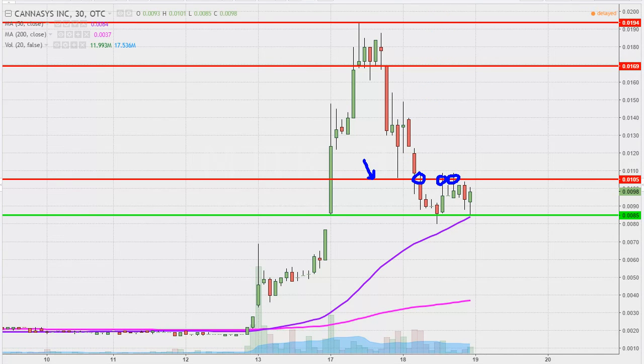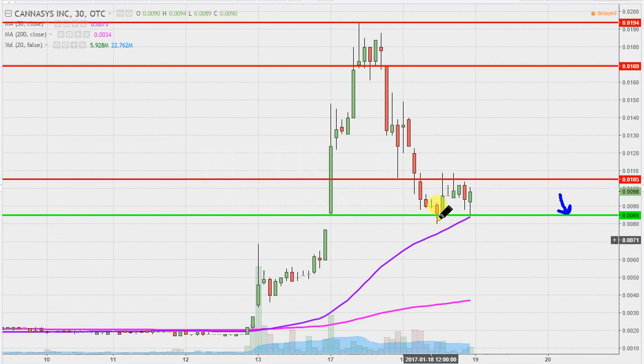But really, at this point in time, in my opinion, breaking levels of resistance is not a top priority. Top priority is just going through a healthy consolidation, building a higher base. And so far, so good on that note. Really, on two points. The first point is right here at 0.0085, that green line right there.